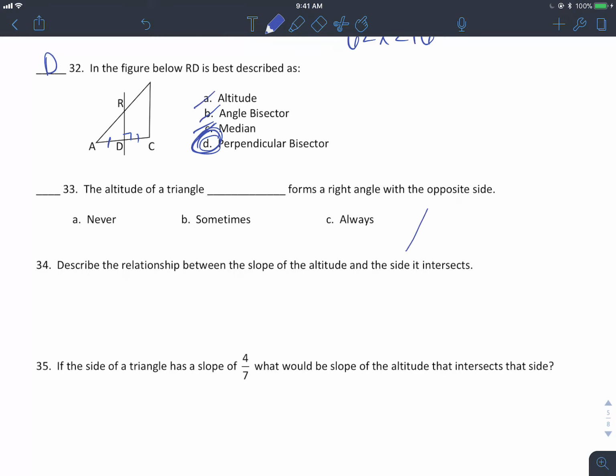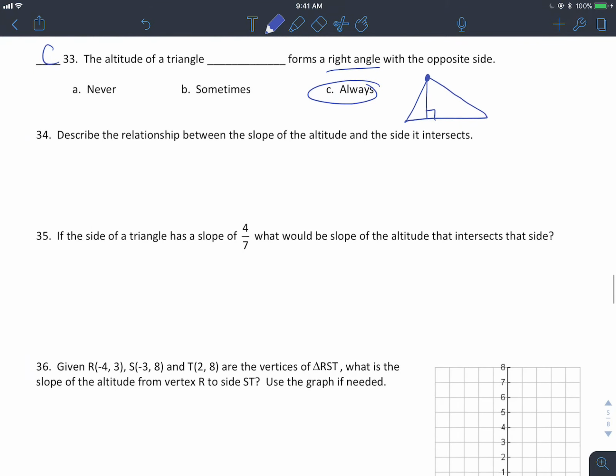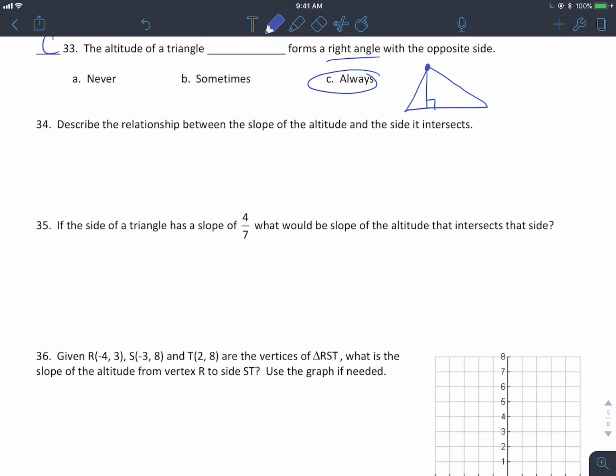The altitude of a triangle. So the altitude of a triangle goes from a vertex to the opposite side at a right angle. So that answer is always right in the definition. It goes to the other side at a right angle. So describe the relationship of the slope of the altitude and the side it intersects. So that is basically visualized in our picture right here. Since it creates a right angle, the slope and the side are perpendicular.